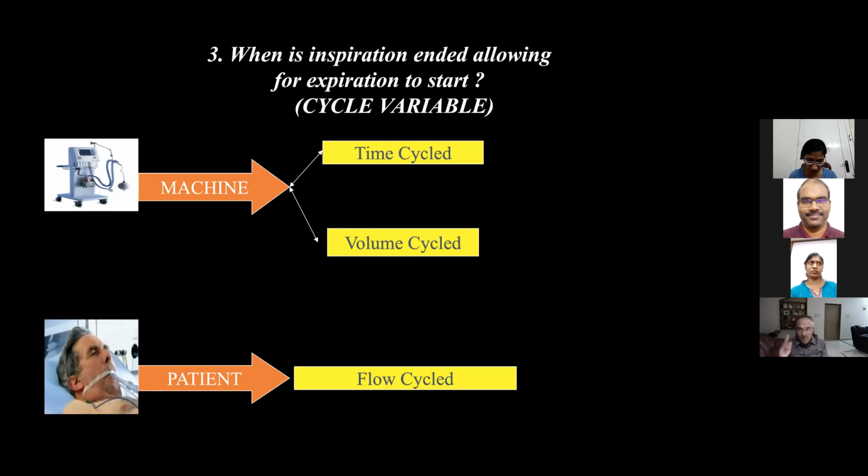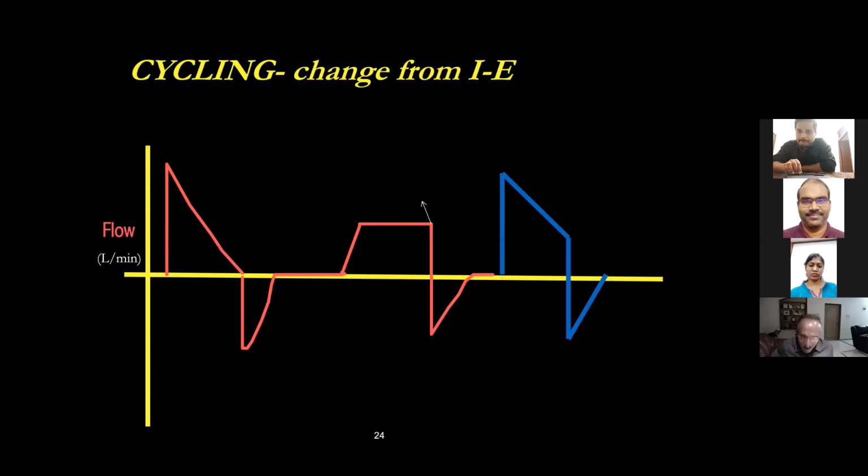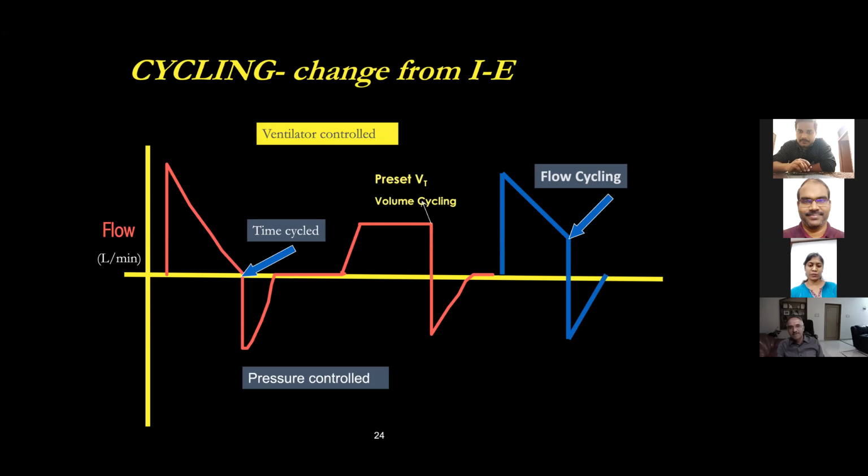But there is one mode where the patient can control the cycling. Which is that mode? Pressure support mode. So what does flow cycling mean? I will explain, this is important. You remember this. See, these are the graphics. Look at pressure control. It is time cycle. Volume control, we say it is volume cycle, but it is the elapse of inspiratory time that the cycling occurs. So you can say both of these are time cycle, and it is not controlled by the patient.